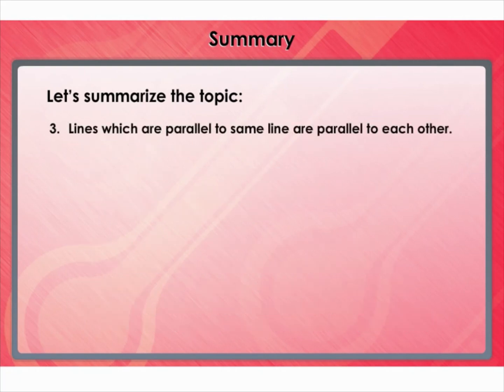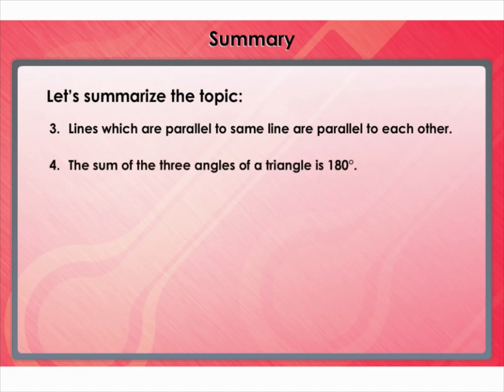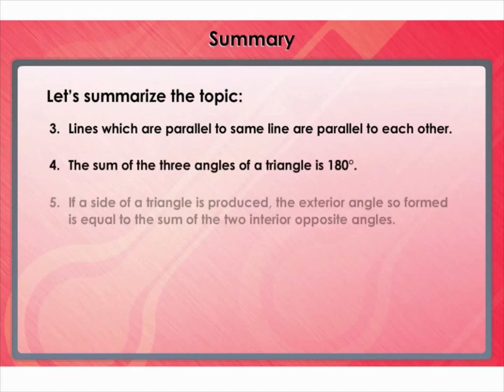Lines which are parallel to the same line are parallel to each other. The sum of the three angles of a triangle is 180 degrees. If a side of a triangle is produced, the exterior angle so formed is equal to the sum of the two interior opposite angles.